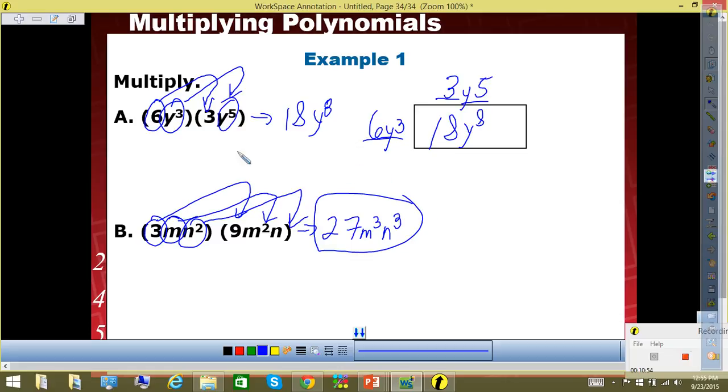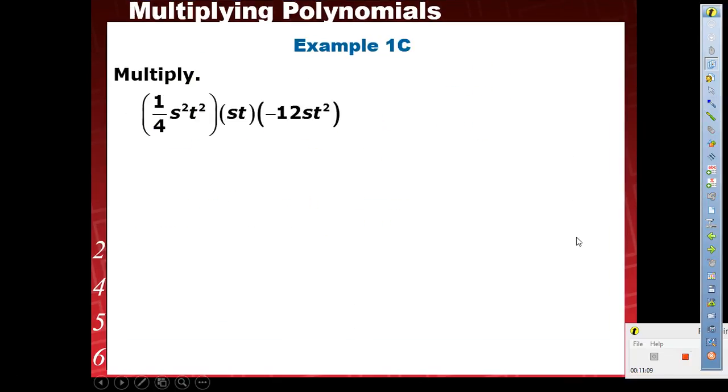Now, who's noticed so far that we've only been multiplying monomials times monomials? Okay? So for right now, I'm just going to add one more monomial just to crank it up a notch. Here we go. Copy this one. Example 1C, and it says multiply (1/4 s squared t squared)(st)(negative 12 st squared). And we'll do that one together.